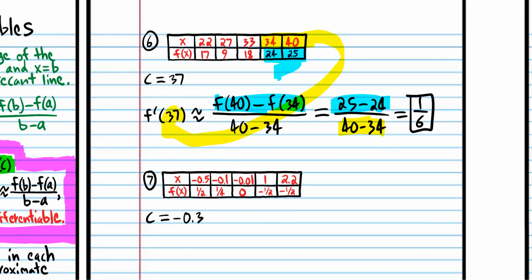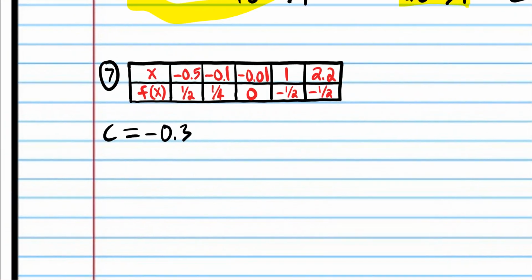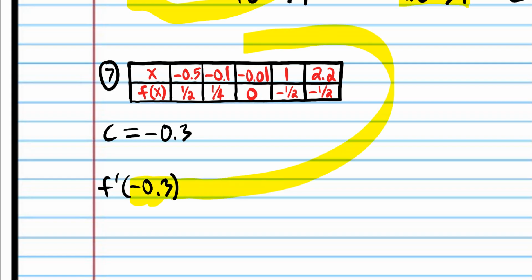Okay, so let's try another one. So we're going to approximate the instantaneous rate of change when x is equal to negative 0.3, and notice that negative 0.3 is between negative 0.1 and negative 0.5. So the instantaneous rate of change of the function when x is equal to negative 0.3 is approximately equal to the difference of the y values.